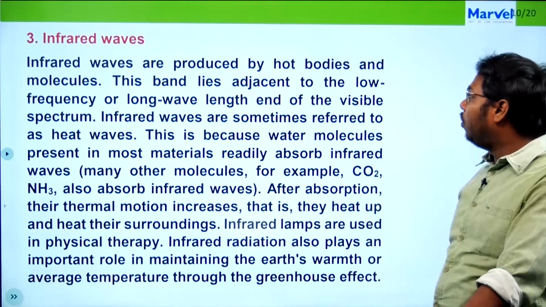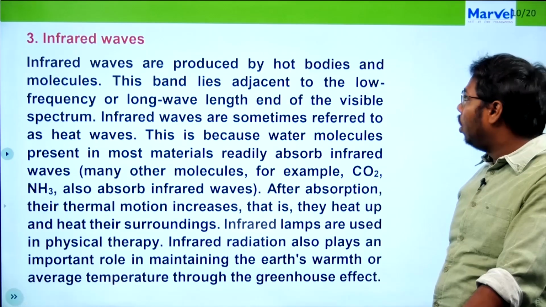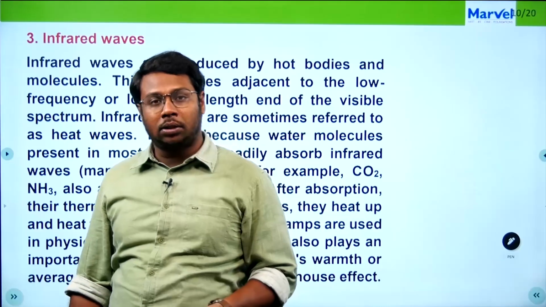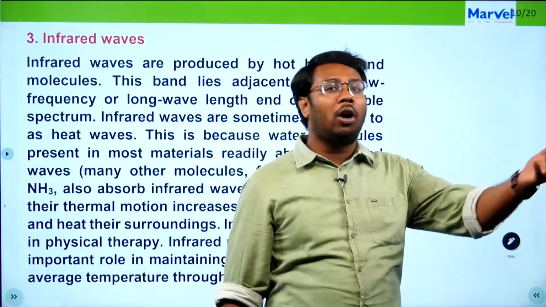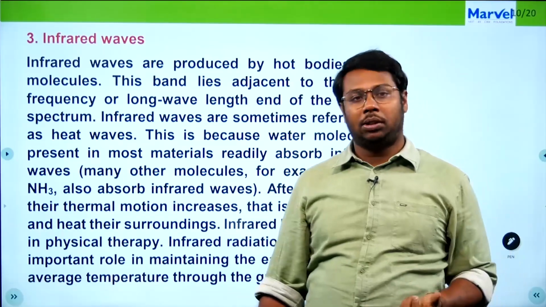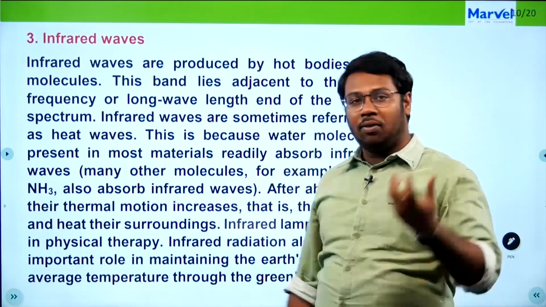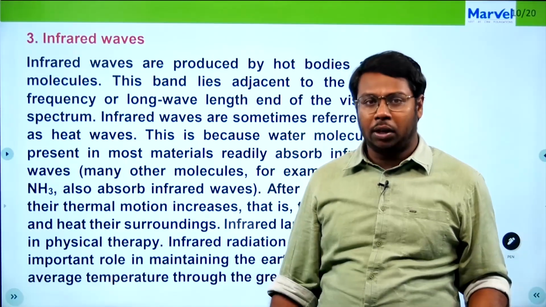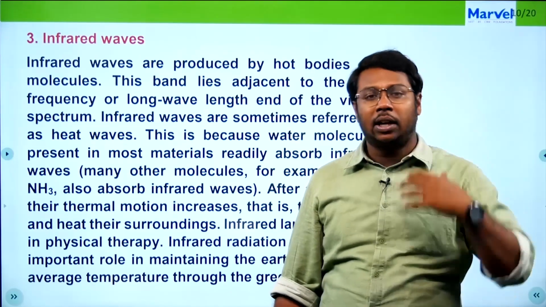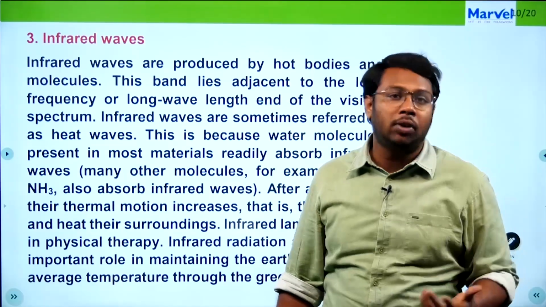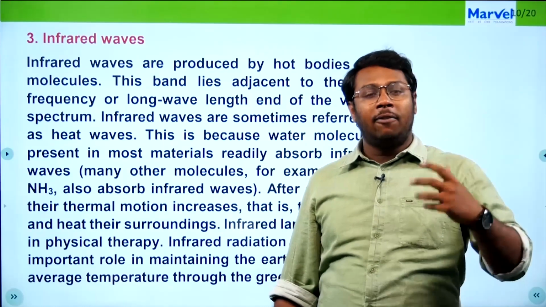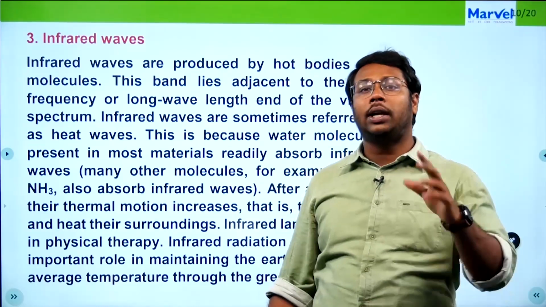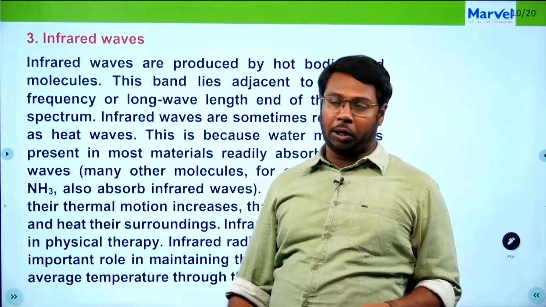Moving to the next one, infrared waves. Infrared waves are produced by hot bodies and molecules. You may have heard something about infrared cameras. Through that, we can even see a body which is emitting thermal energy. That is the reason why we can even see through walls, because walls don't carry enough temperature, whereas each and every part of our human body has its own individual temperature. So if a person stands inside a room, using an infrared camera it is easy to detect the person using his own body temperature.